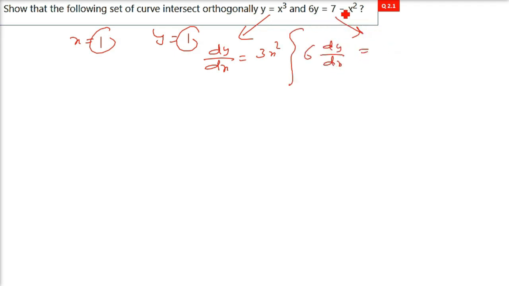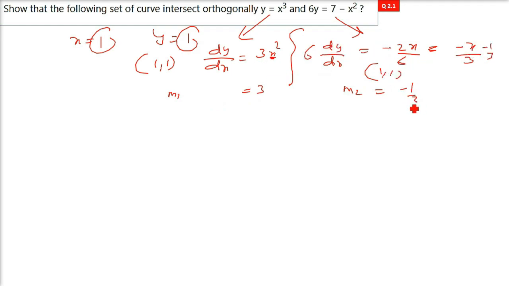I'm differentiating both the equations in order to get dy by dx. So 6 dy by dx is equal to minus 2x. So dividing by 6, dy by dx is minus x by 3. Only x minus 1 was the factor, so x is equal to 1, we got y equals 1, so the point is (1, 1). Both these slopes you have to find out at x1, y1, that is 1 and 1. So m1 will be equal to 3 here, m2 will be equal to minus 1 by 3.